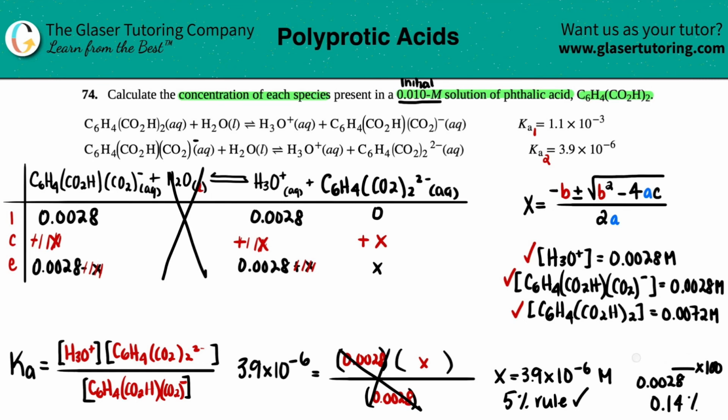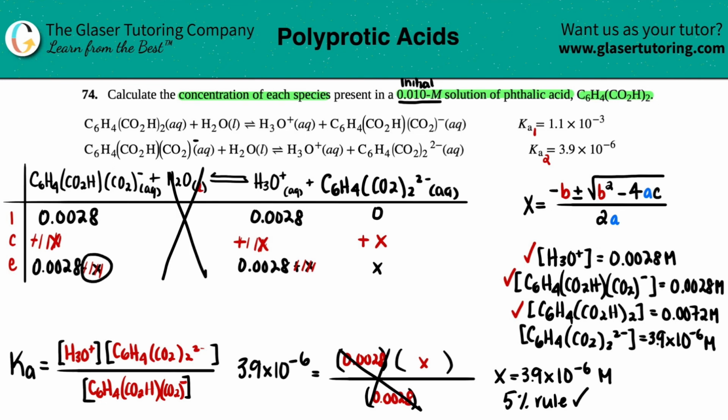I'm just going to erase this math so now I don't have to go back. I can say that this is the x value. So that's just x right here. So now I know the concentration for that conjugate base, C6H4CO2 2 minus, is 3.9 times 10 to the negative 6 molarity.